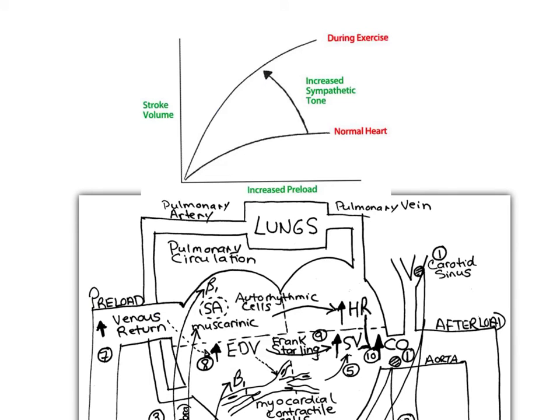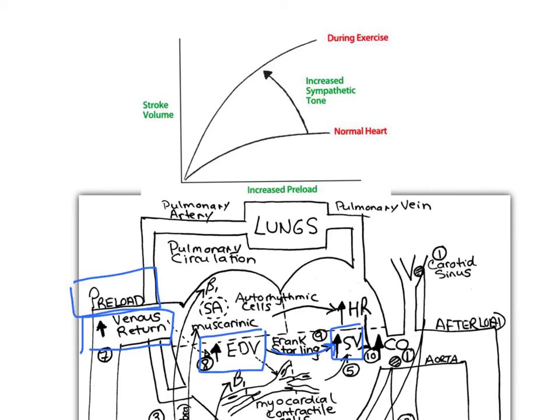Let's go through the logic one more time. If we increase venous return, we're increasing the amount of blood that's returning to the heart. That will increase the preload because we are going to increase the amount of ventricular filling that occurs before contraction, which is an increase in the end diastolic volume. And according to Starling's law of the heart, that increases the stroke volume.